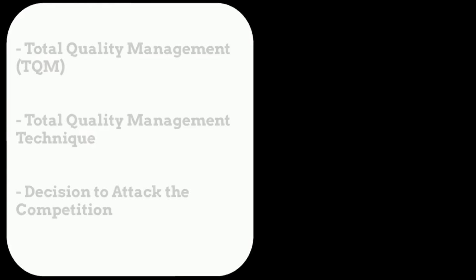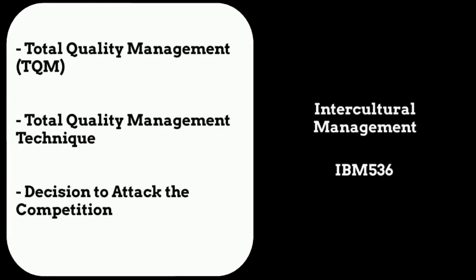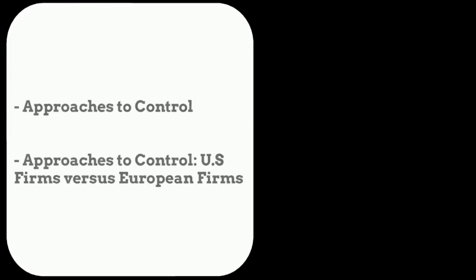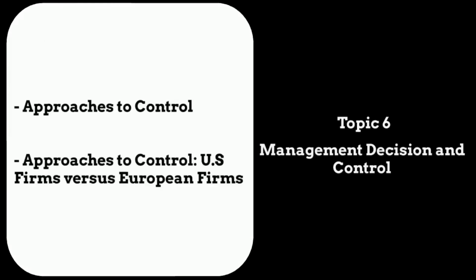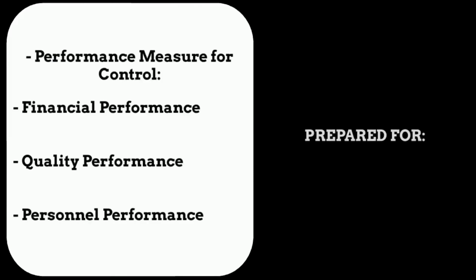In total quality management, there are three techniques, which are employee empowerment, rewards and recognition, and ongoing training. Under approach to control, there are major differences among countries between Great Britain, Germany, and France. There are three performance measures for control. First is financial performance. Second is quality performance. And third is personal performance.